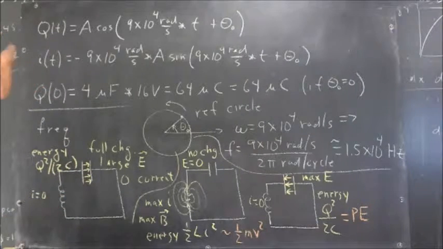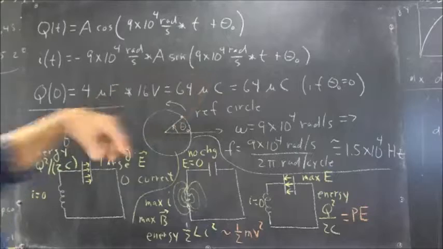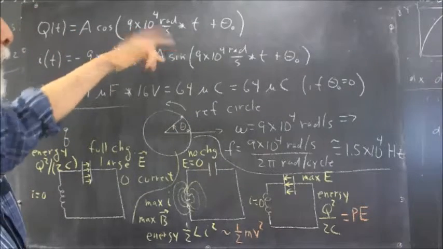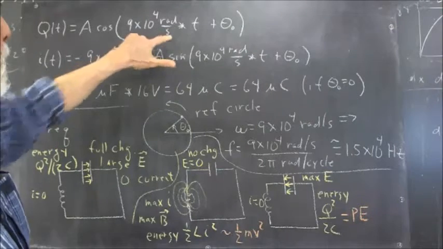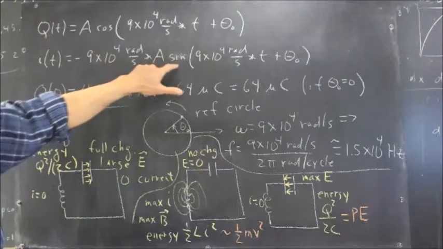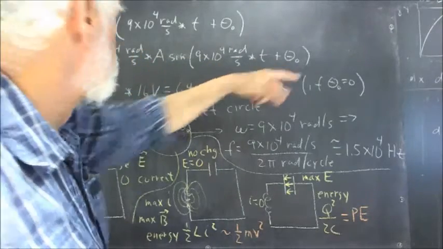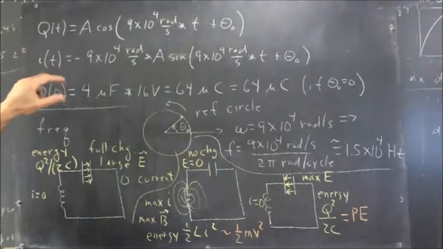The current, of course, we could get by taking the derivative of the charge function, and the chain rule gives us our omega out in front here, and we get a sine and we get a negative, so that we have the same frequency for the current.